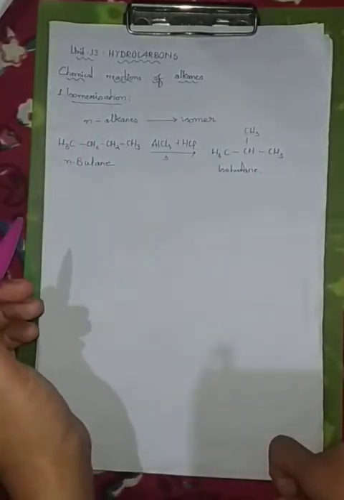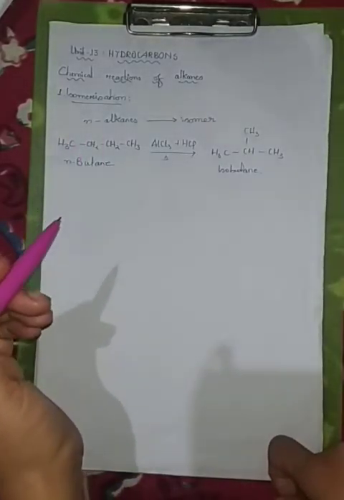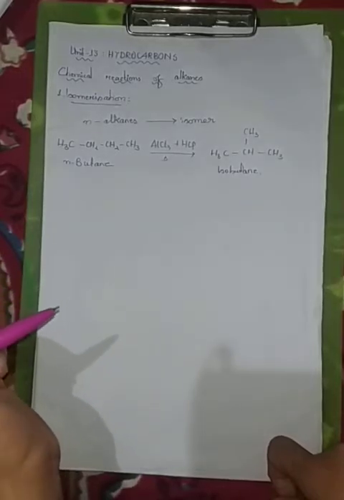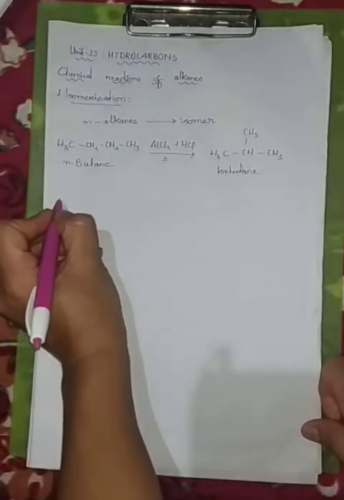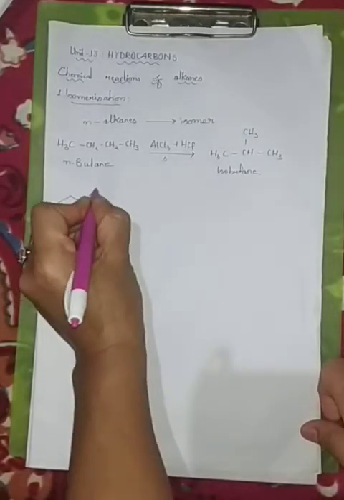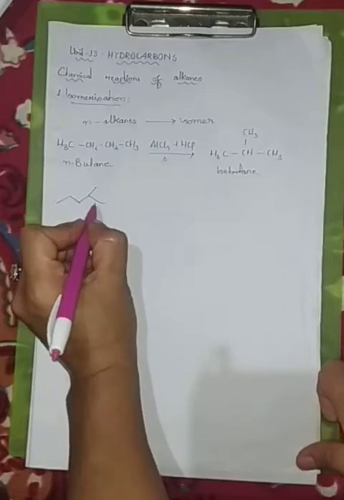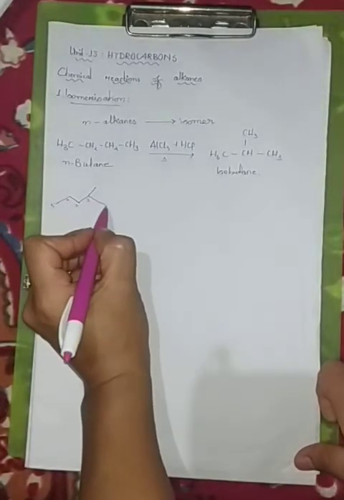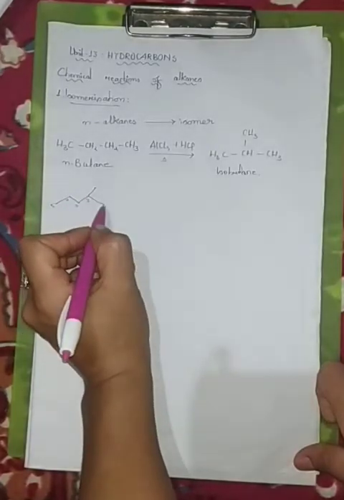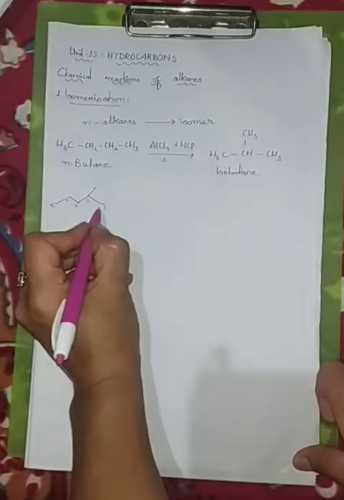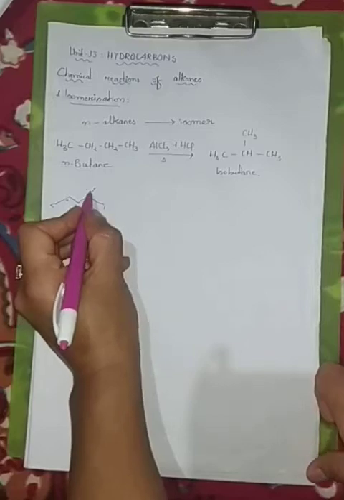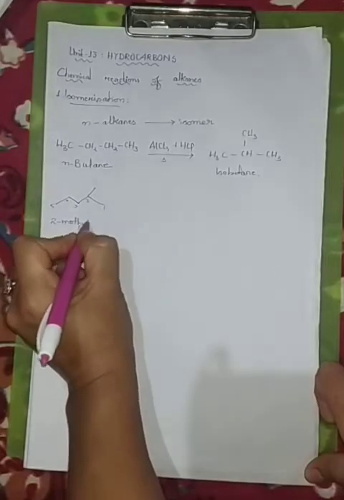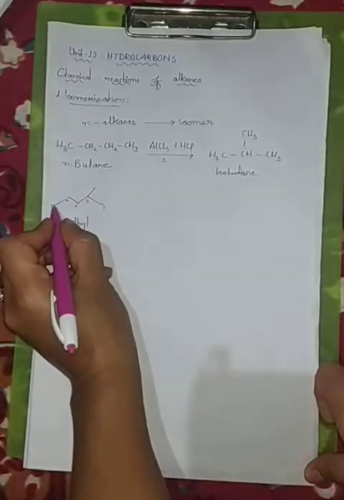Another example of this type of isomerization reaction is that less branched alkanes are converted into more branched alkanes. Let's take an example here. This is a branched chain alkane, 1, 2, 3, 4 and 5. We select the longest carbon chain, and in the second carbon we have our methyl group. Therefore it would be 2-methyl, with 1, 2, 3, 4 and 5 carbon atoms.